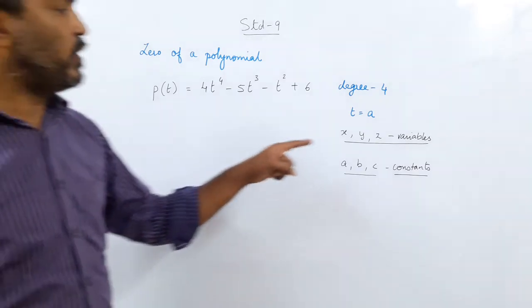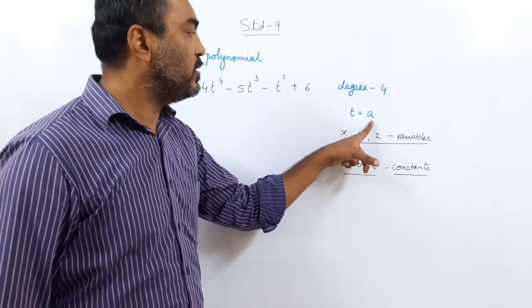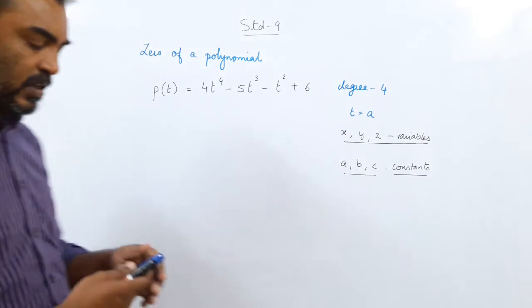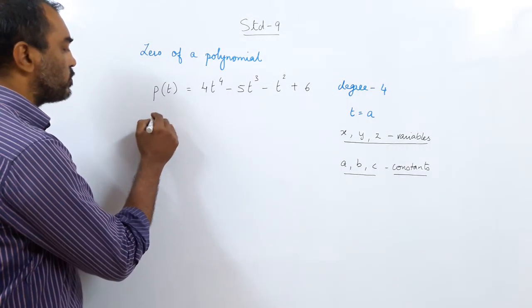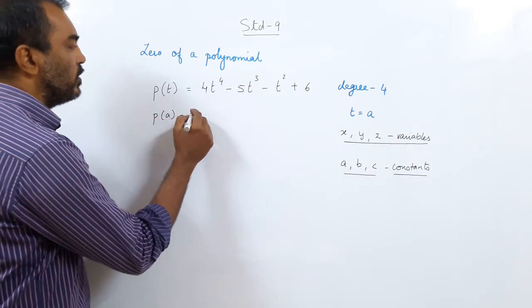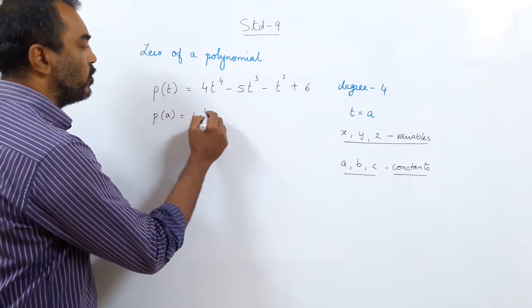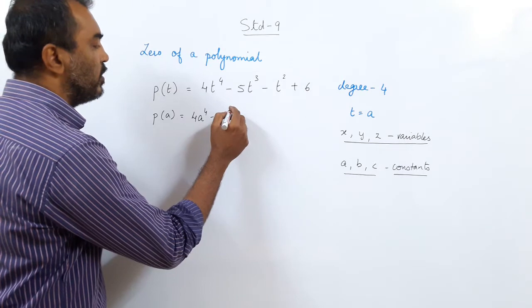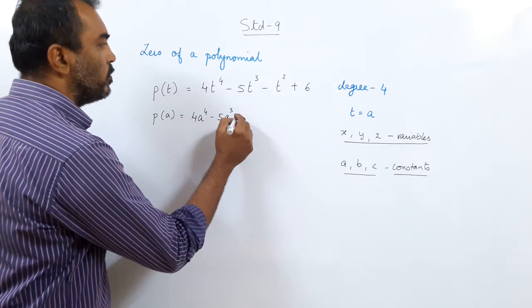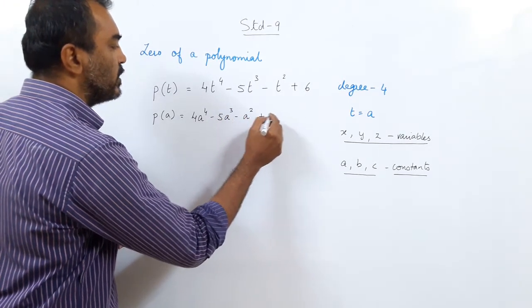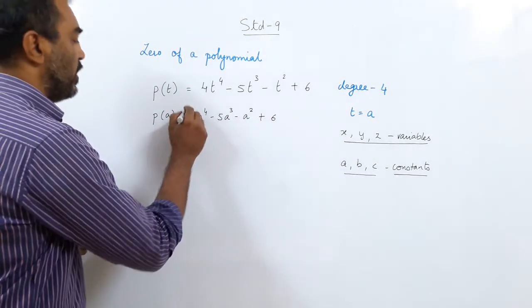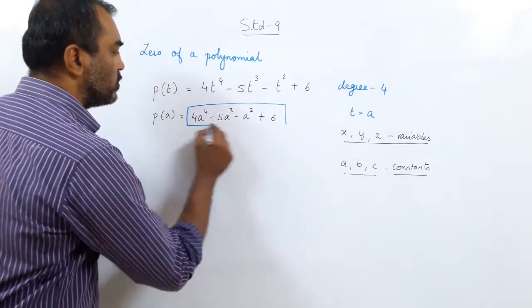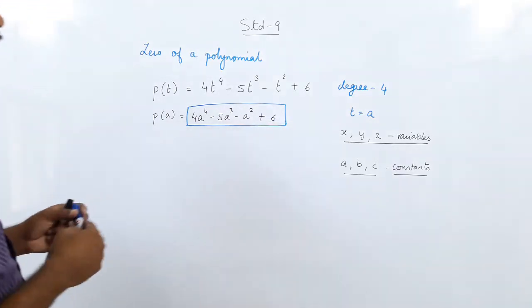So now they have told us to find the value of the polynomial when t is equal to a, where a is a constant here. So we do nothing here. We just put P of a. It becomes 4a raised to 4 minus 5a cube minus a square plus 6. You do not simplify further here, but this is nothing but the value of the polynomial.